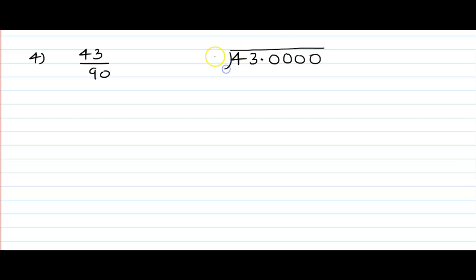So question number 4 is 43 divided by 90. So 43, there is no decimal. You can write down a decimal here, 0, 0, 0, 0, and we'll divide by 90. If you take 4, 0 times 90 is 0. Let's take 3 as well. 0 times 90 is 0. So definitely the point should be here. So 0 times 90 is 0. So we got 43 here, and then this 0 is coming down.